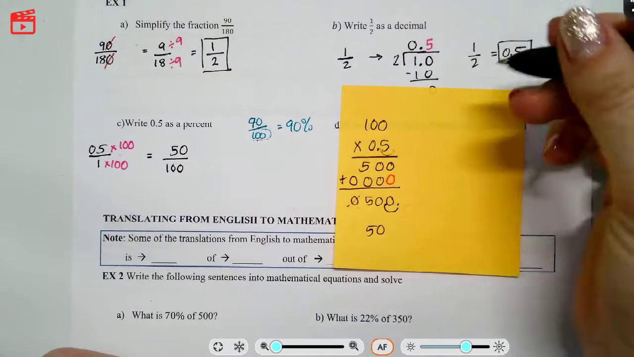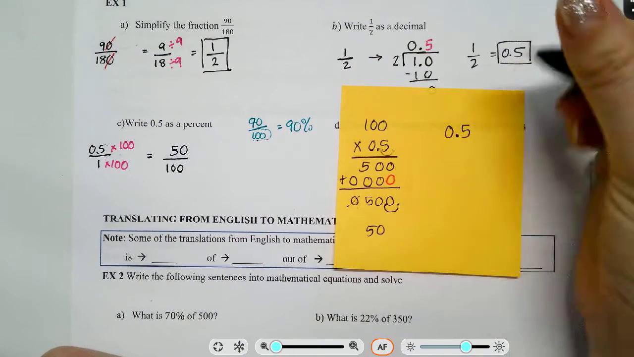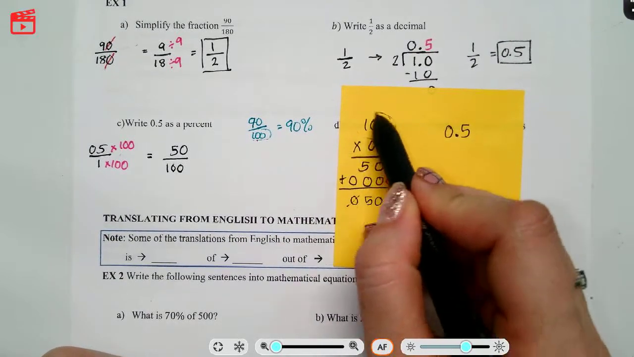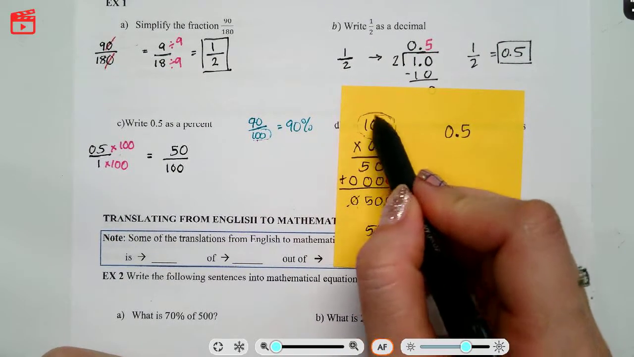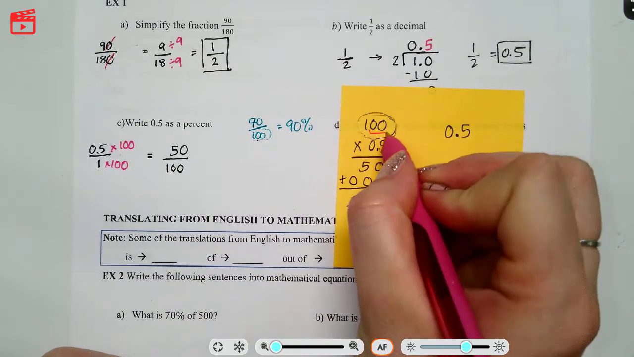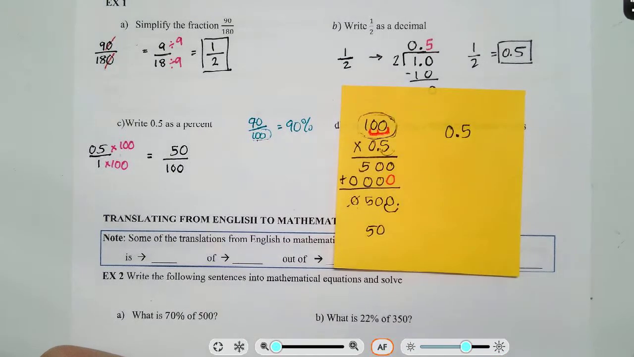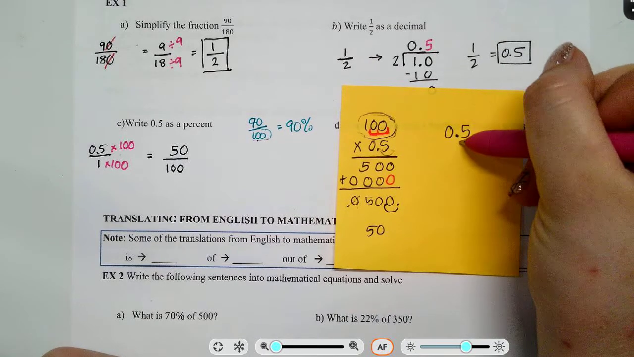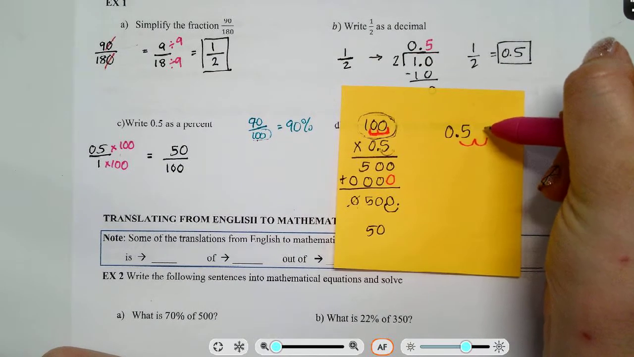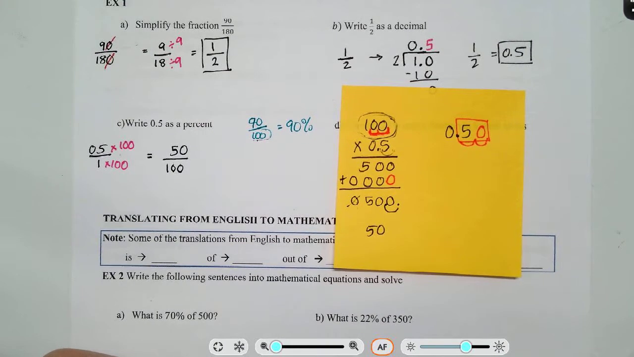So another way, instead of having to do the whole long division, if you're multiplying anything by forms of 10, 100, 1,000, all you have to do is look at the number of zeros you have. How many zeros do we have here? We have 1, 2. And so the number of zeros you have is how many places you move your decimal point. Okay? So we're going to move it 1, 2, and then fill in that 0. And we get 50. Okay, so that's a shortcut.